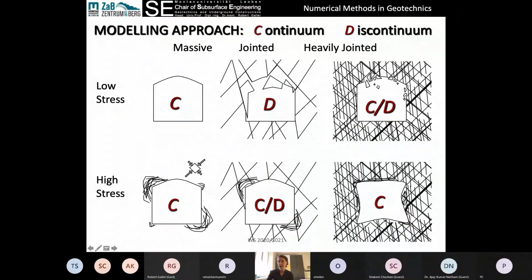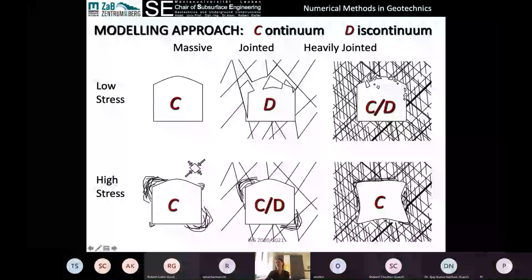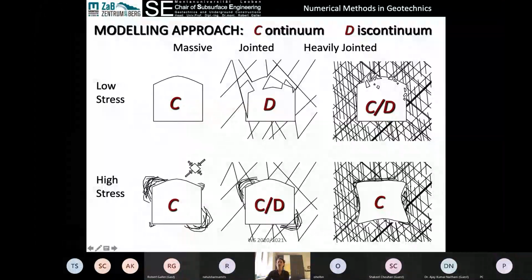So shallow tunnel in massive, jointed or heavily jointed would require continuum, a discontinuum where wedges and blocks falling out of the crown are important, and where raveling is important. This highly jointed rock mass, we would probably want to solve it with both types to look at answering two different problems. Under high stress, the massive material is still a continuum problem, that's fine. The jointed material now turns into possibly we might have some joints falling, possibly we might have some stress-induced failure. So both modeling types would be appropriate.